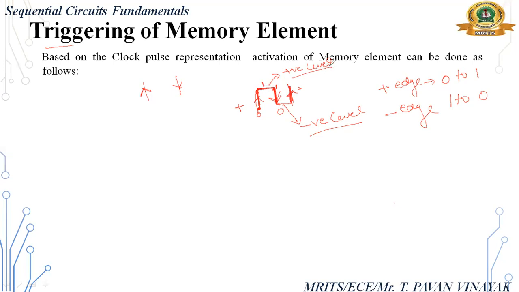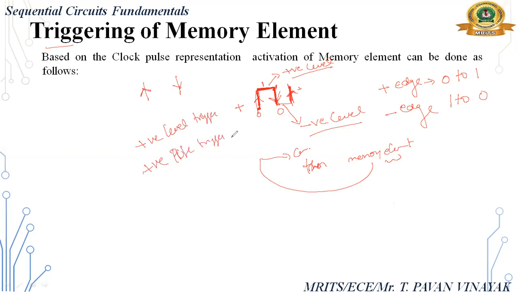Whenever a positive level occurs, the memory element will work, meaning the data in memory will transfer to the combinational circuit. Then we call it positive level triggering or positive pulse triggering.